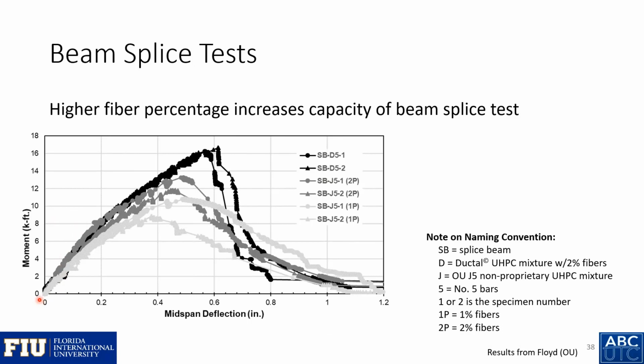And then in terms of the beam splice tests, a higher fiber percentage increased the capacity of the beam splice test. Here are some of the results for moment versus midspan deflection. Again, the proprietary mix had a slightly higher strength, but you can see the non-proprietary mix also performed well.